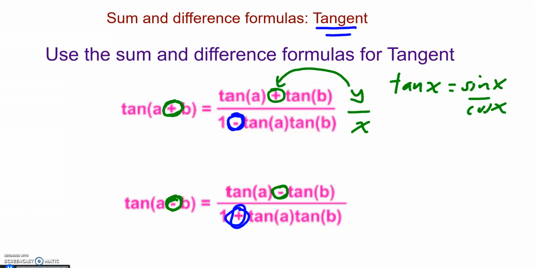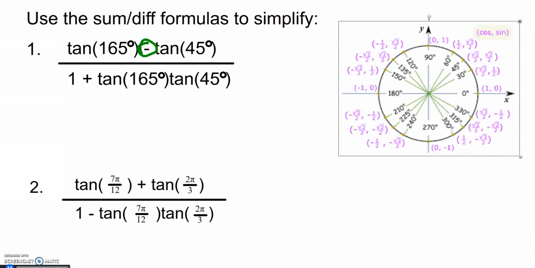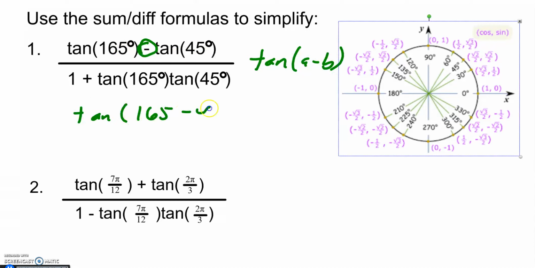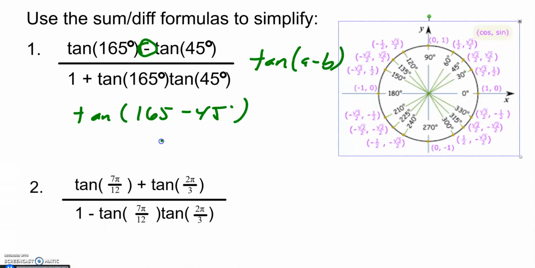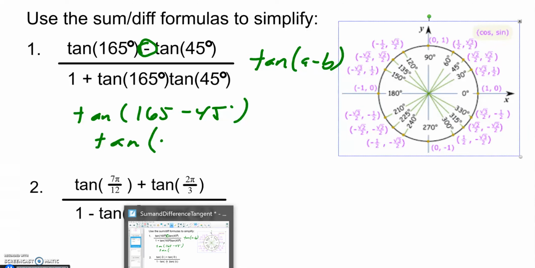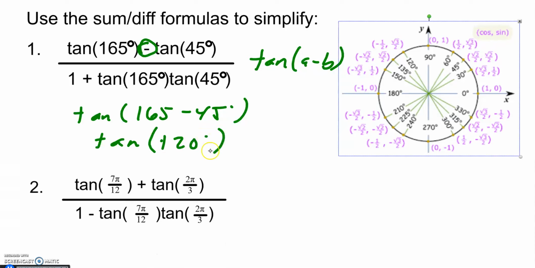So this is really tangent of A minus B. So in this case, the two angles are 165 and 45. So instead of this mess, we're rewriting it as a single trig function, and if I reduce that, that would be tangent of 120 degrees.